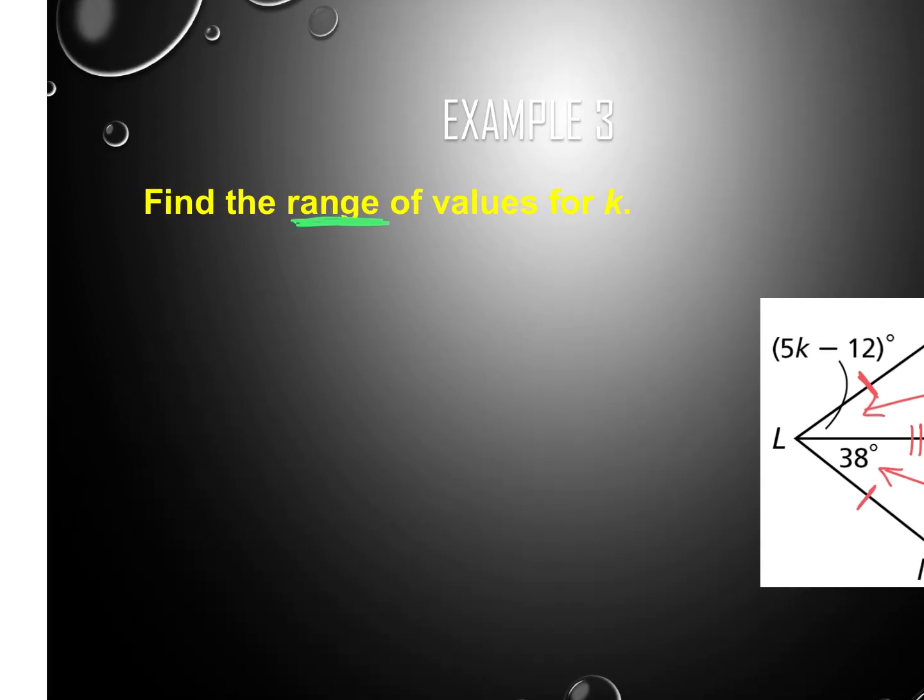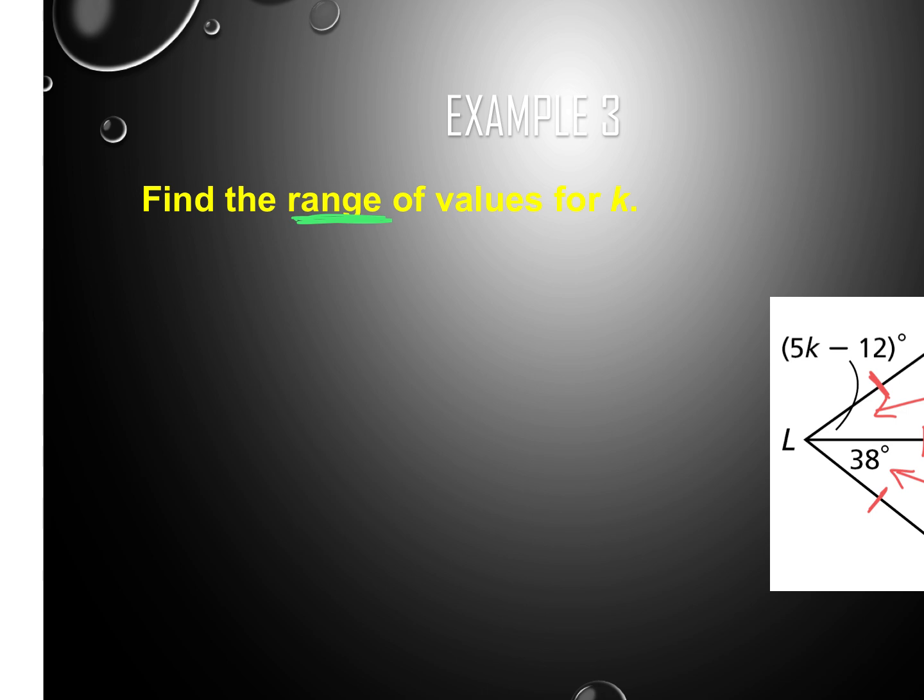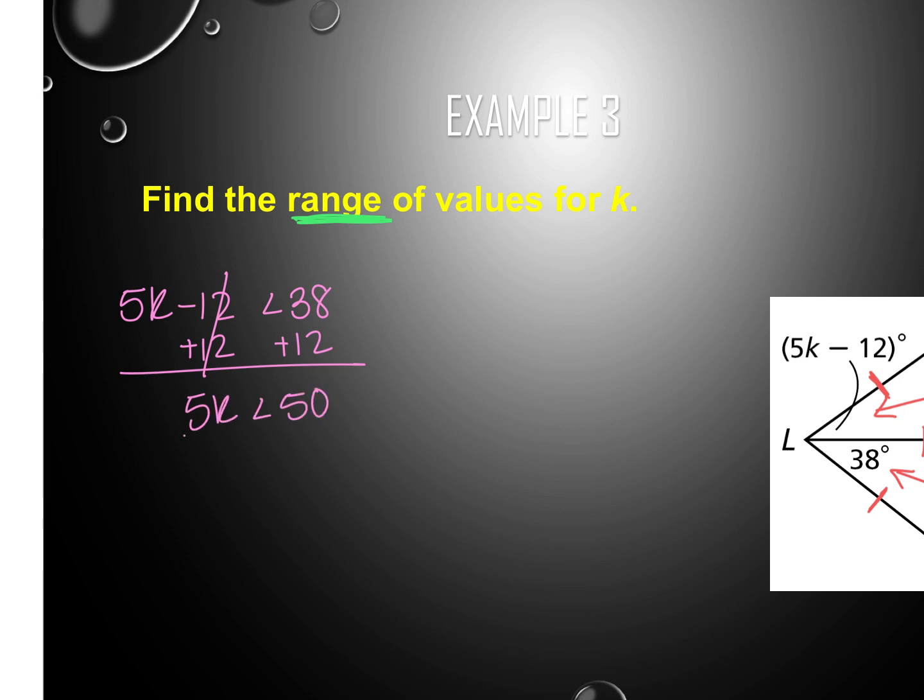So I'm going to go ahead and solve for k. How am I solving for k? I'm going to have 5k minus 12 is less than 38. And I'm going to go ahead and solve for k. We should know how to solve inequalities. You're still solving it as if it was an equal sign. The only time you flip this sign is when you're multiplying or dividing by a negative number. So k can be less than 10.